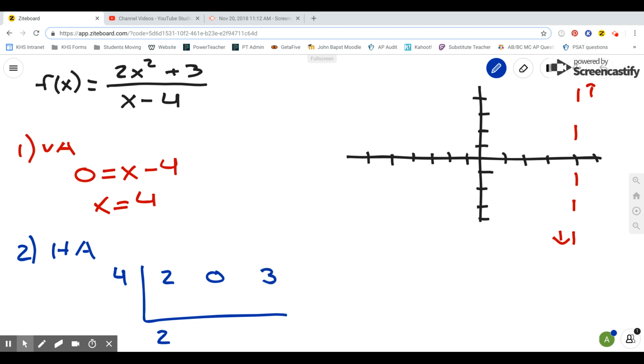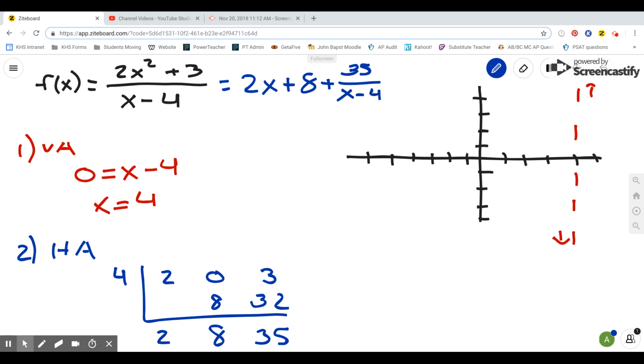So carry down that 2, multiply, and add. That is quite a remainder there with 35. So let me just double check that. Carry down the 2, multiply, add. No, that's good. So our function is now 2x plus 8 plus 35 over x minus 4. And so for our slant asymptote, we are going to follow 2x plus 8.